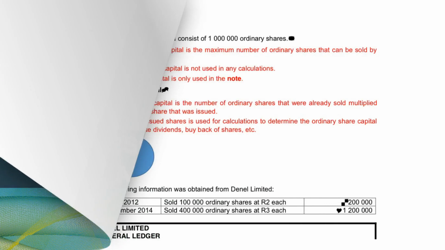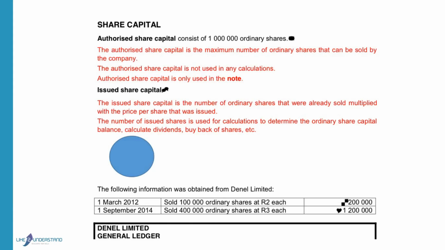Good morning. We will first do revision on authorised share capital and issued share capital, and then we will show how this is done in the note that will accompany the balance sheet. Now remember that the issued share capital is the capital that was already issued by the company, multiplied with the price per share that was issued. So the issued share capital is the portion of the shares that was already issued.